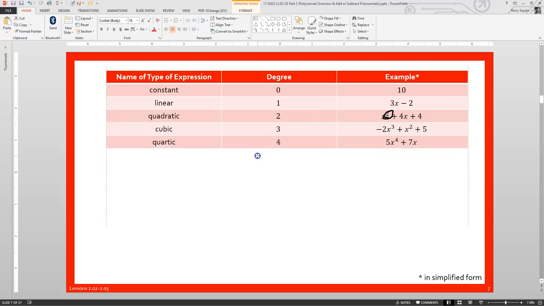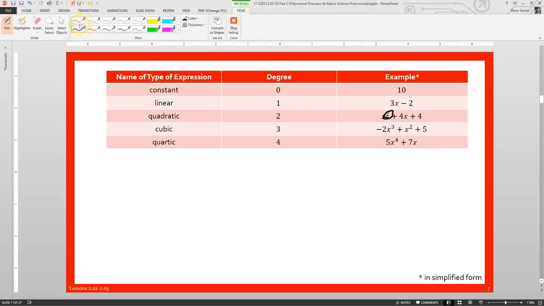After cubic is a word that we don't come to very often, except in very advanced classes. It's called a quartic expression, and that's because it's a 4th degree polynomial. It has an x to the 4th term. And as you can see, this is a binomial, but that's okay. It's a quartic binomial. So that kind of tells us that it's a 4th degree with 2 terms.